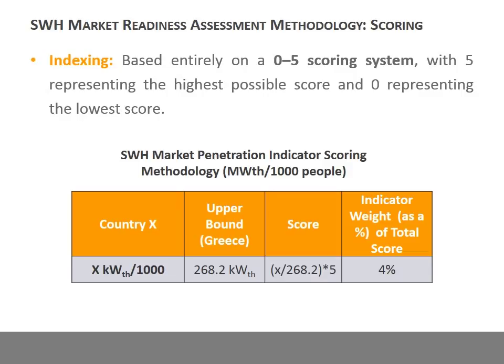In this example, the scoring for solar water heating market penetration uses an indexing approach. The upper end of the index is set to the penetration rate achieved by Greece. Although some countries have higher per capita levels than Greece, recent indices have classified Greece as a mature but still growing market, whereas countries with higher penetrations such as Austria and Cyprus have begun to reach a point of saturation at which market growth is beginning to slow.